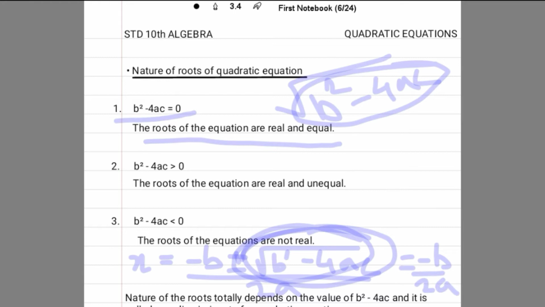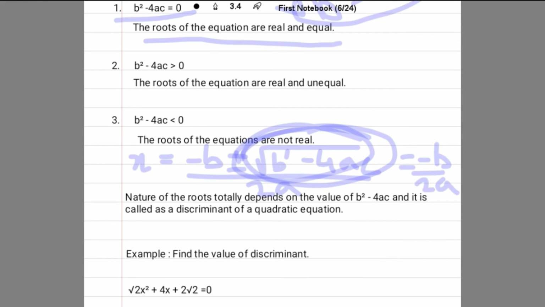Now the second case is b square minus 4ac is greater than 0. What that means is that b square minus 4ac is positive; if it is less than 0, it will be negative. So if b square minus 4ac is greater than 0, the roots of the equation will be real and unequal.